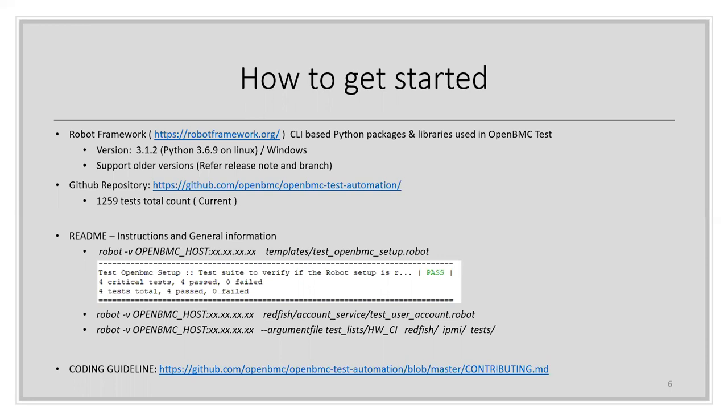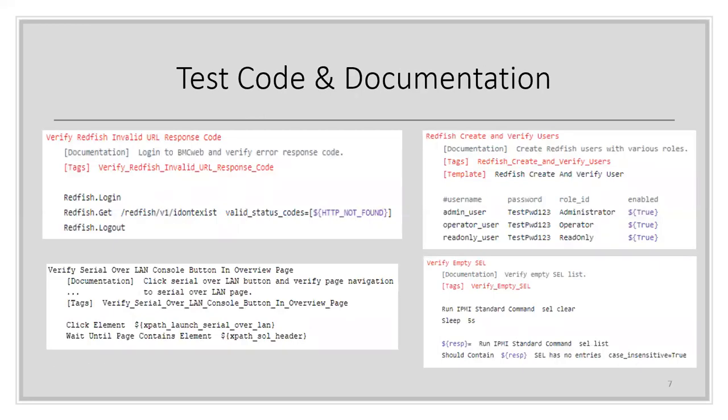Coming to our test philosophy, we want to keep the tests very small, easy to understand, and documented, so that the test itself becomes documentation, right? Here are 4 use cases, like test cases, that are in our GitHub repo right now. On the left-hand corner, you can see the Redfish invalid URL response code. This is a test case name. Then they have the documentation, which tells what it does. And you have a tag.